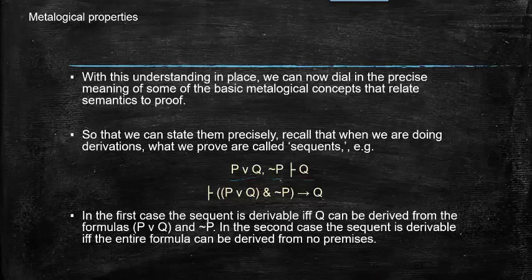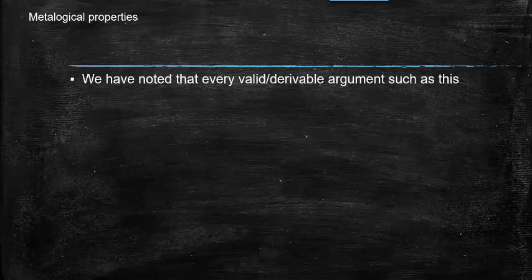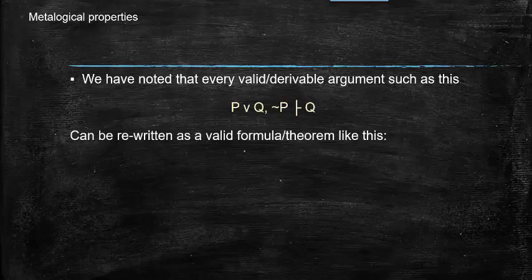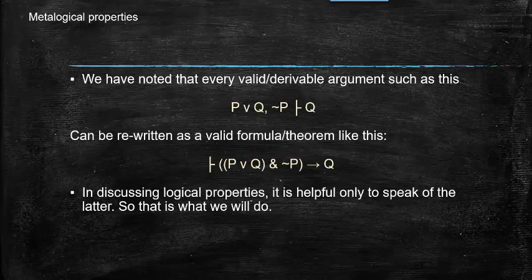So in the first case, the sequent is derivable if and only if Q can be derived from the formulas P or Q and not P. In the second case, the sequent is derivable if and only if the entire formula can be derived from no premises. We have noted that every valid, derivable argument, such as this, P or Q, not P, Q, can be rewritten as a valid formula like this. In discussing logical properties, it is helpful only to speak of the latter, so that is what we will do.